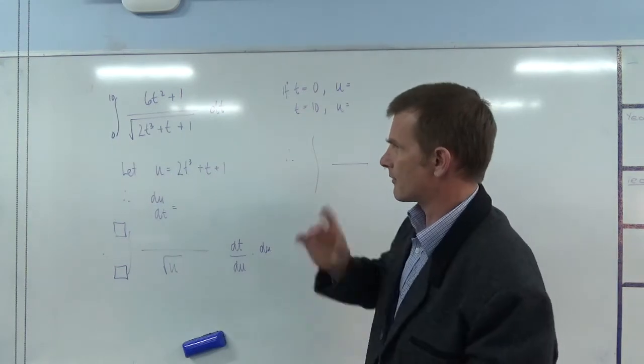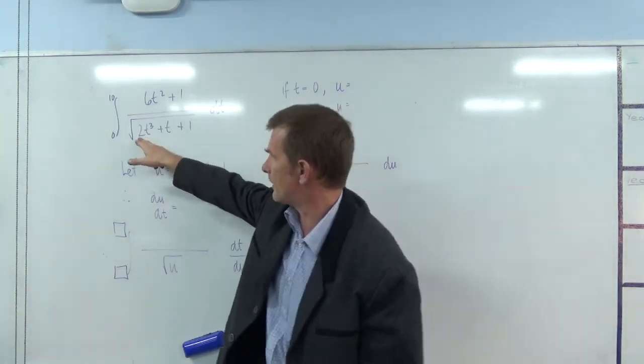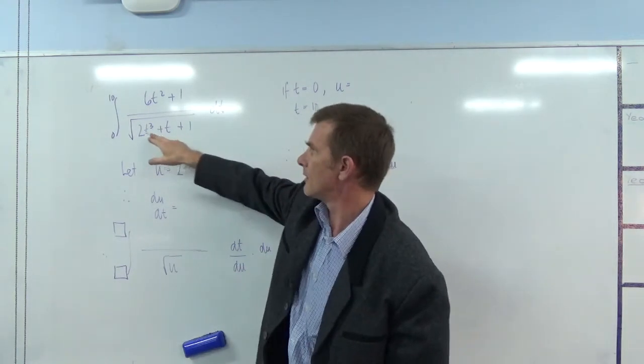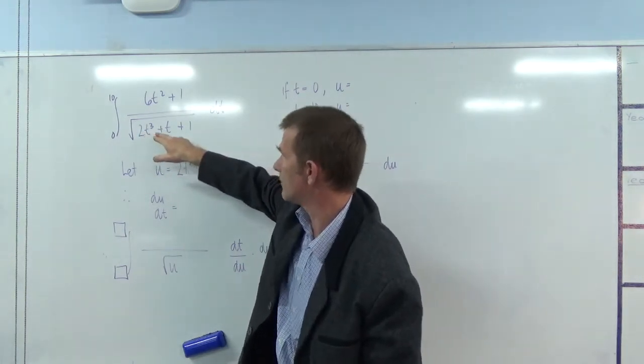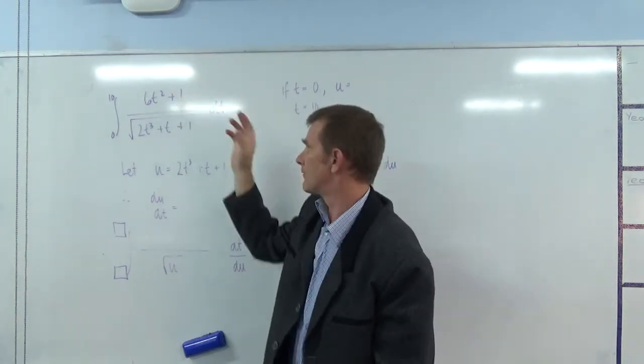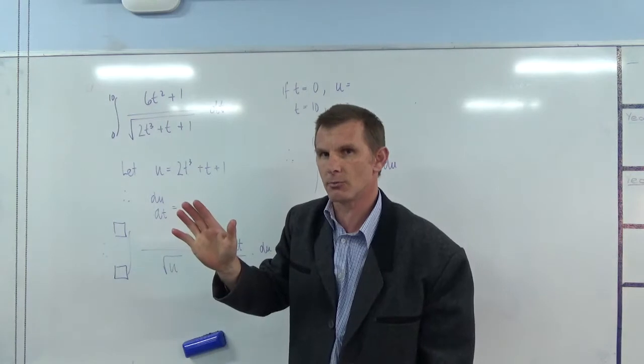The reason that I think I can make it easier, I notice this part under here. If I take the derivative of that, then I get 6t squared plus 1, which is exactly what I've got on the top line. So for that reason, I'm thinking a substitution will work.